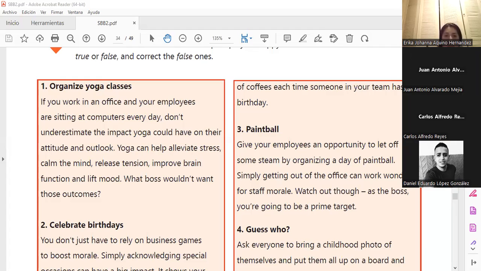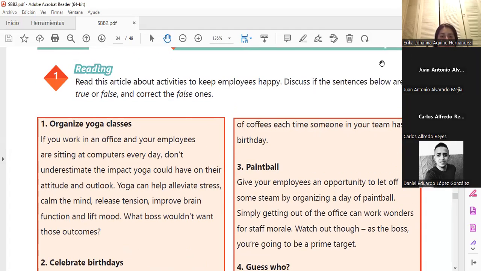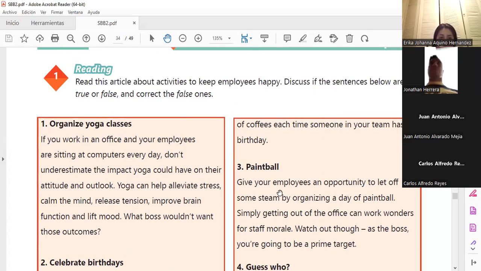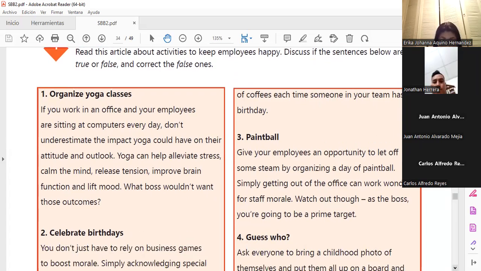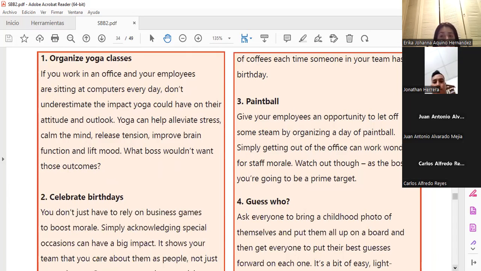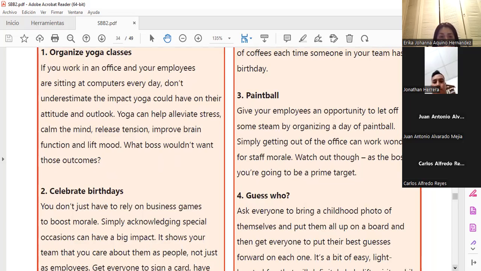Okay. Hello, Erika. Now we are going to be talking about an article about activities to keep employees happy. Every company does its best, especially in this month, to keep employees happy. And we have four paragraphs that we're going to be reading regarding what employers do to make the employees feel comfortable at work.